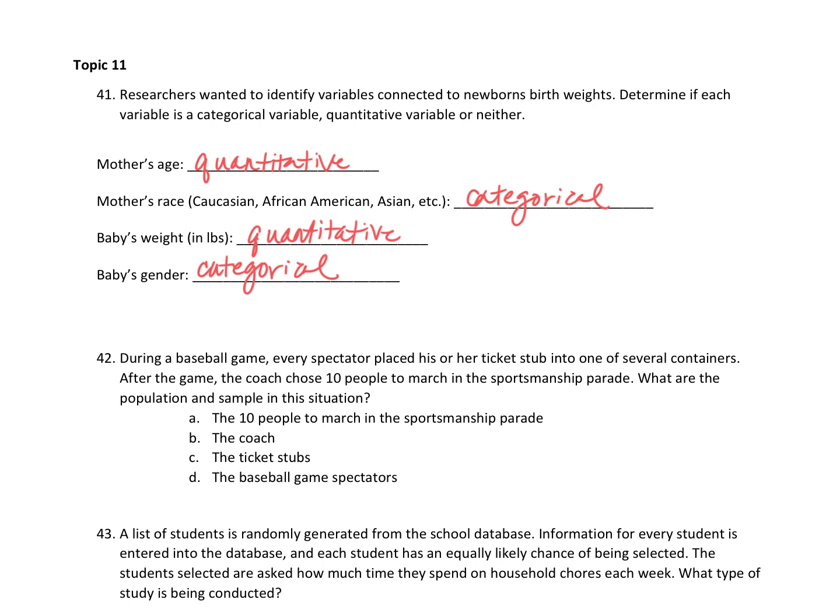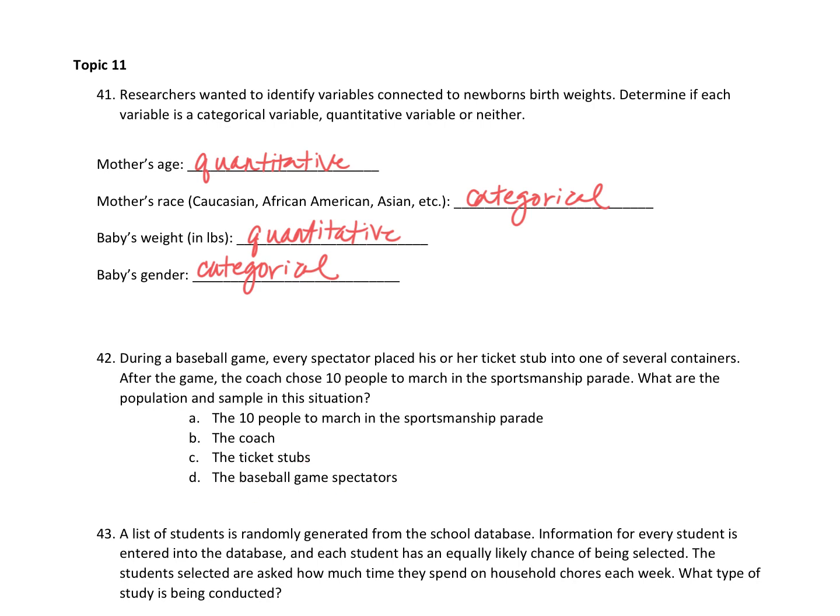All right, so number 42. During a baseball game, every spectator placed his or her ticket stub into one of several containers. After the game, the coach chose 10 people to march in the sportsmanship parade. What are the population and sample in this situation? So we have some options to choose from. The 10 people to march in the sportsmanship parade, the coach, the ticket stubs, the baseball game spectators.